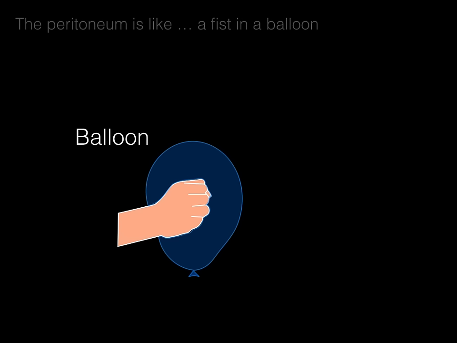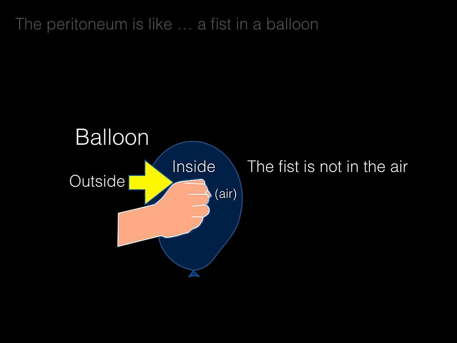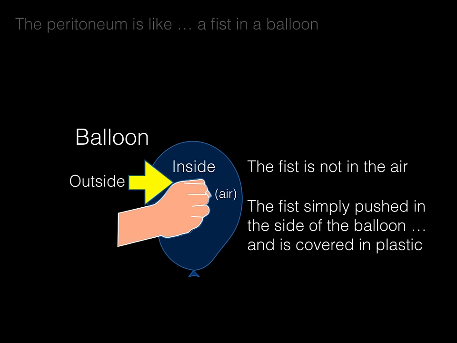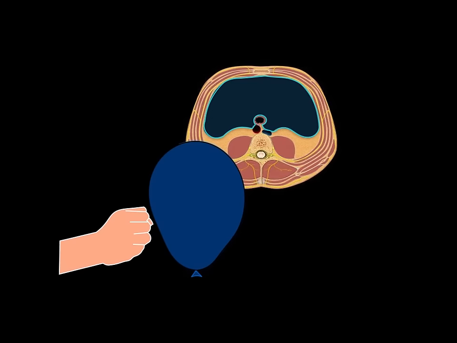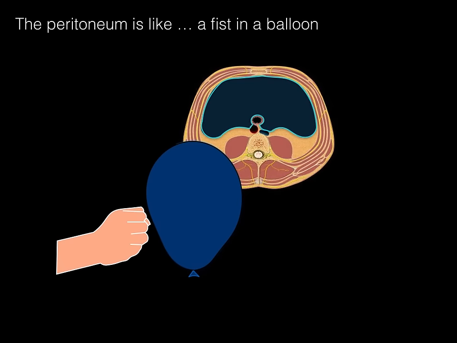What the what? Because what happens now is we see that inside the balloon is air. But look, if we trace along the outside of the balloon and see the fist going inside, the fist is not in the air. The fist simply pushed in the side of the balloon and is covered in plastic. Okay? So the peritoneum is like a fist in a balloon, where there's a balloon and there's the peritoneal cavity. There's a fist and there's the GI tract.